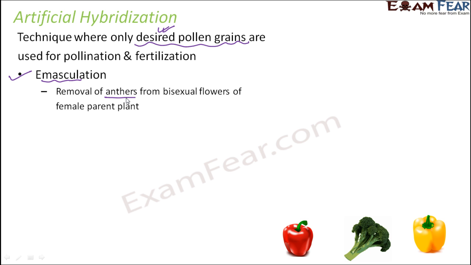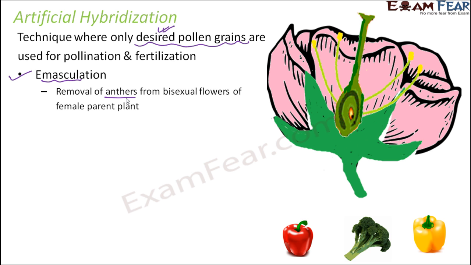So what will happen if we remove the male part? In that case, the possibility of self-pollination will be removed. Let us suppose you have a bisexual flower where you have the male reproductive organ and also the female reproductive organ. There are chances that breeding, fertilization or pollination will happen within the same flower. So self-pollination can take place because both are there on the same flower. But we want to rule out that possibility. We only want cross-pollination to take place.